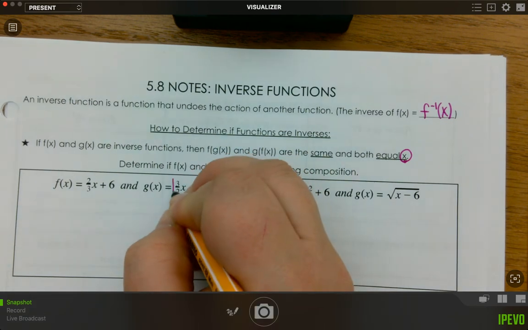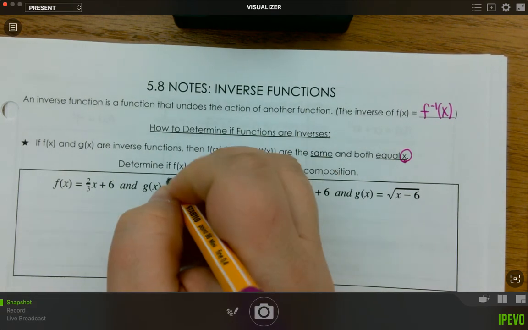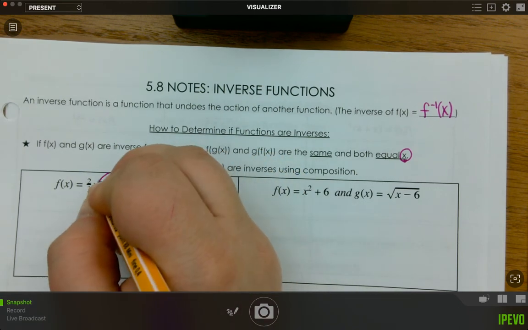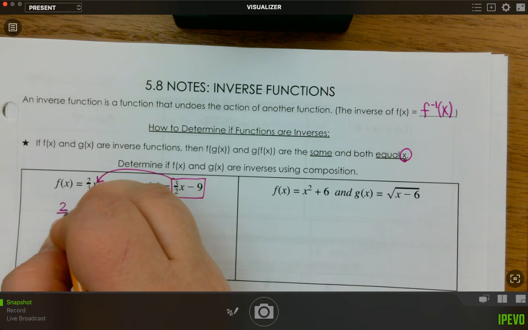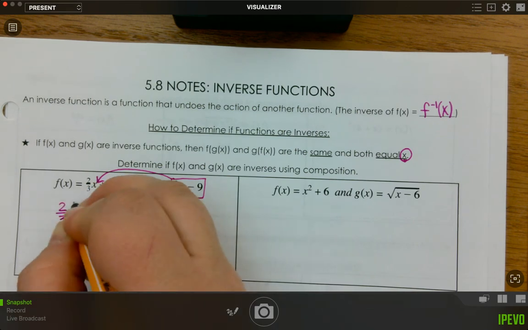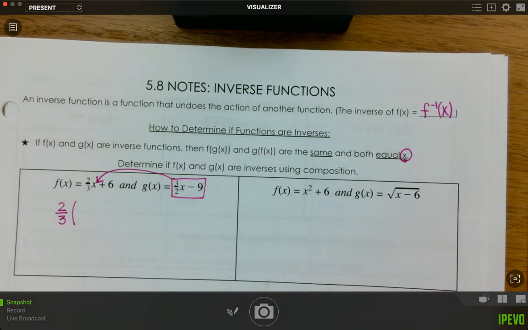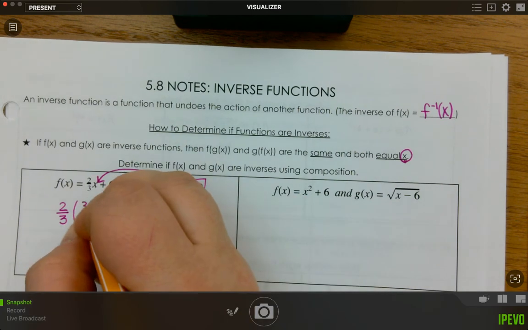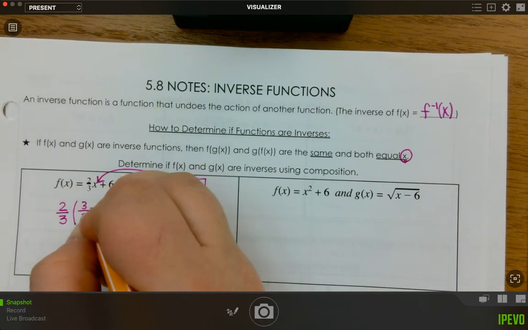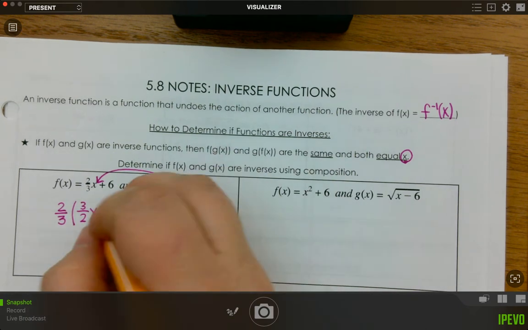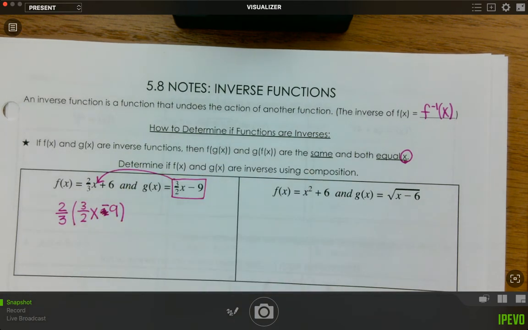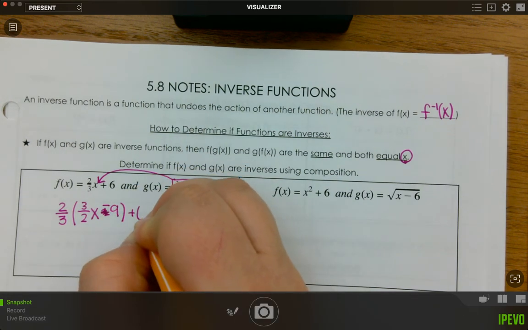The first way I'm going to do is take this and plug it in for x right here, which is going to look a little messy for a second. So I need to do 2/3 times all of this. Oops, copy error. That's a -9. And then the +6 stays outside.